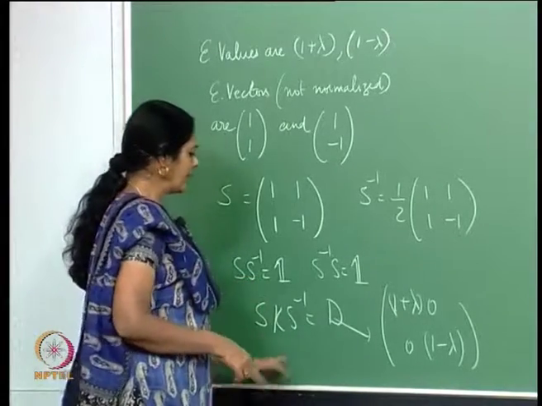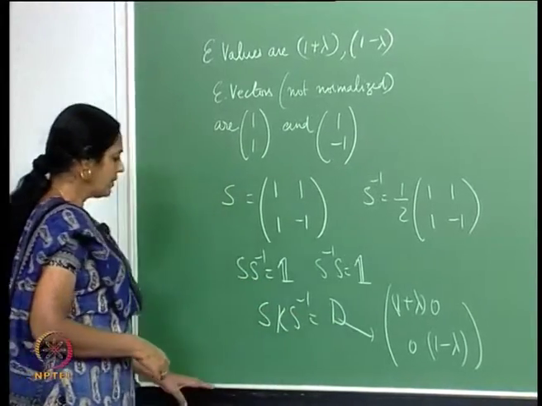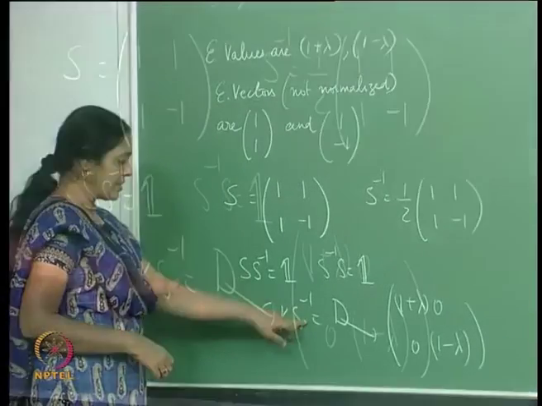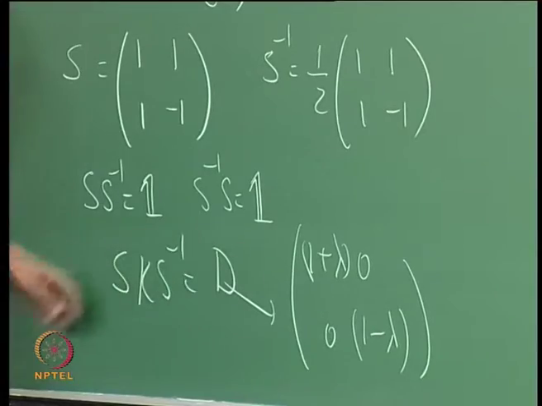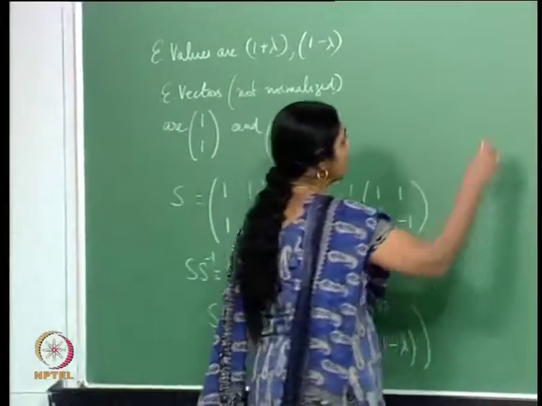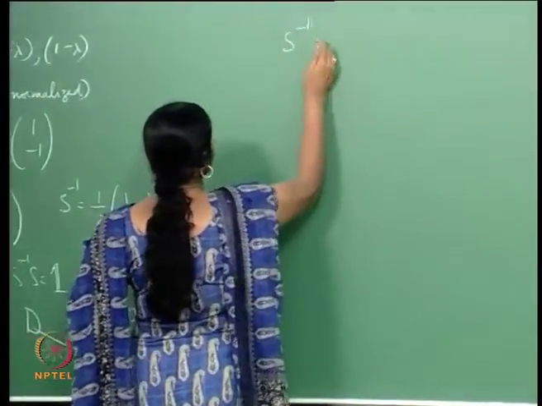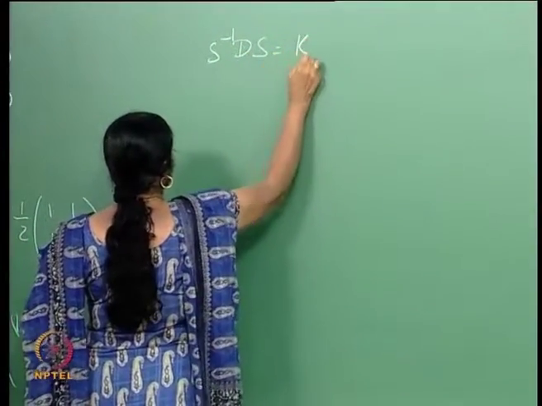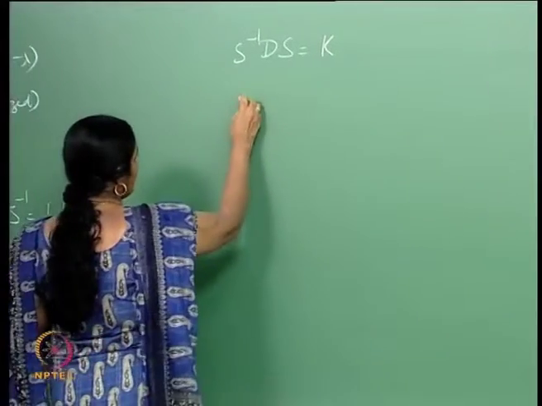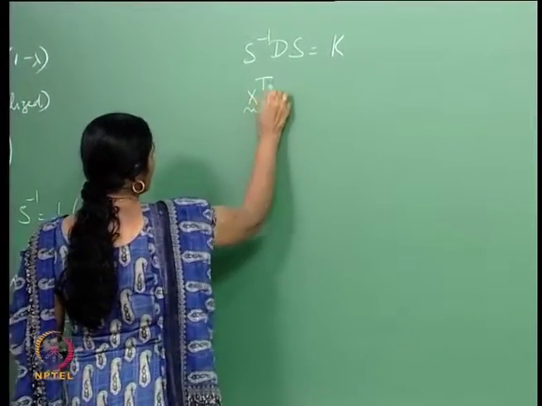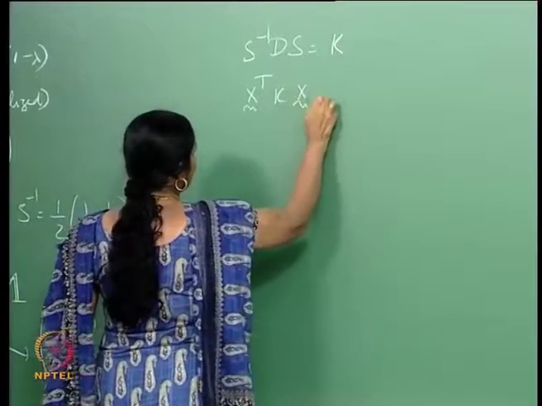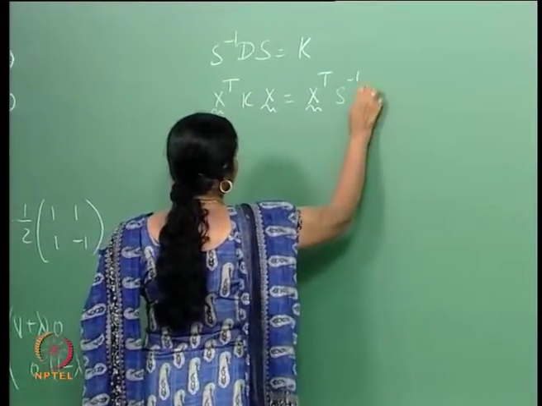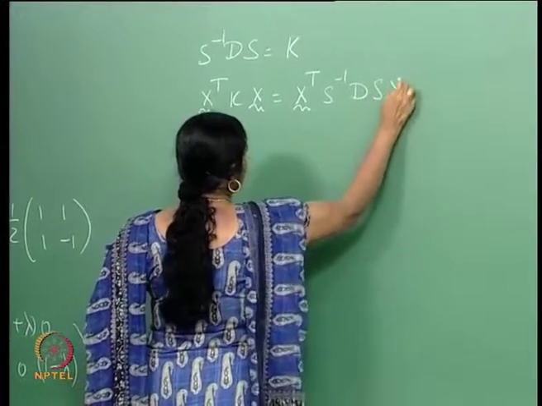So how do I get K? In terms of this diagonal matrix D, I have to pre-multiply by S inverse and post-multiply by S. Do the same thing here, and therefore I have S inverse D S is K. So x transpose K x is the same as x transpose S inverse D S x.